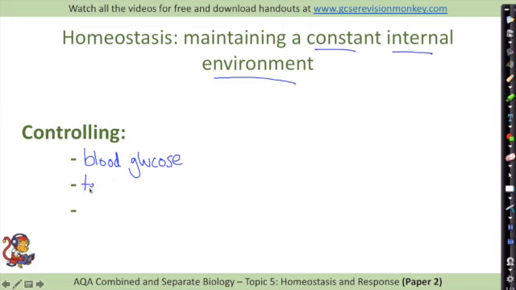You want to control your temperature within your body. Within human bodies, the temperature is controlled very close to 37 degrees C, and again, any difference around this number can cause serious health problems. And finally, your water levels. The way we control these goes into more detail in the separate course, which I'll do in a separate video, but we will look at how blood glucose is controlled by insulin a little bit later on.